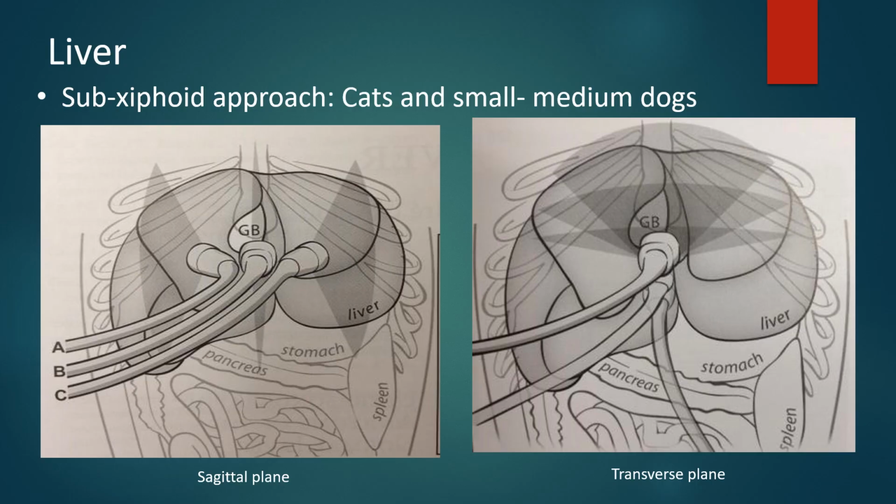Okay, so we're going to start with the liver. The liver is going to be the most cranially positioned intra-abdominal organ in the dog and the cat. Remember, it's immediately caudal to the diaphragm. So starting with your probe, just caudal to the xiphoid is going to be the best place to start.